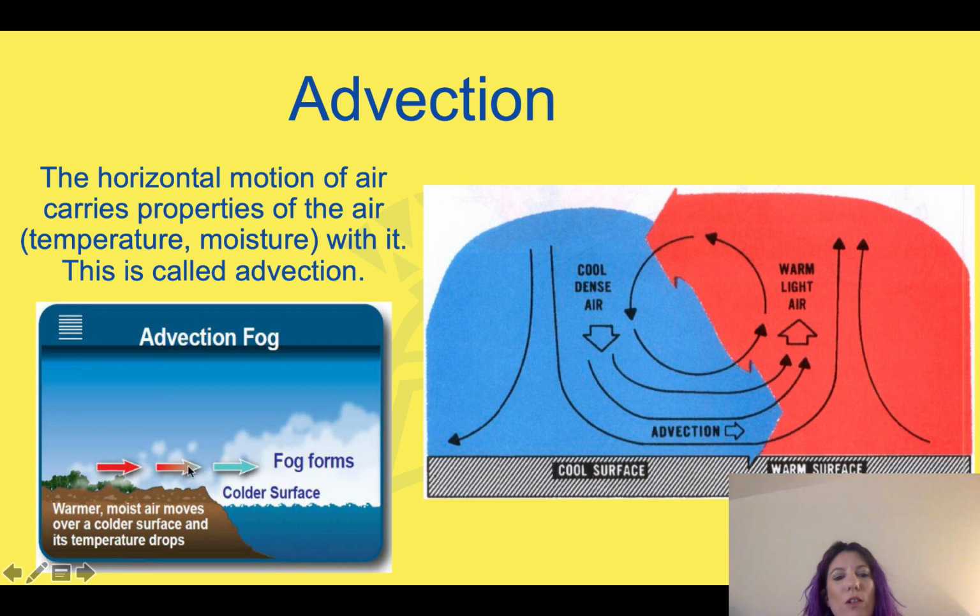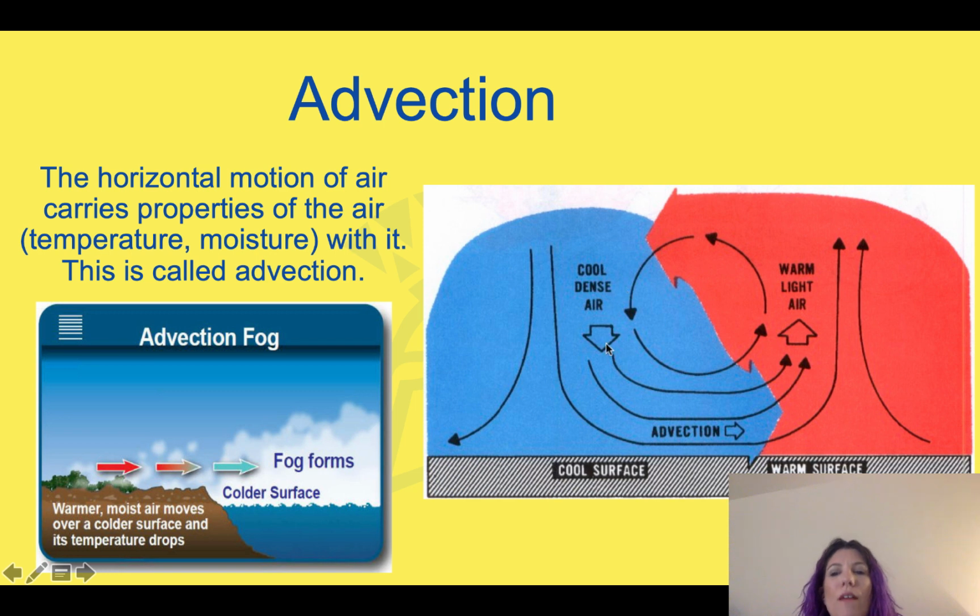We have clouds forming because we have this advection fog. We'll go over advection fog later on in the semester, but this is the transport of warmer air over the surface, and it goes over to the water, and the water is a colder surface, so it cools the air, and that's where that fog forms. But the point is that we have advection going on because the air is moving horizontally and is changing temperature as it moves horizontally.